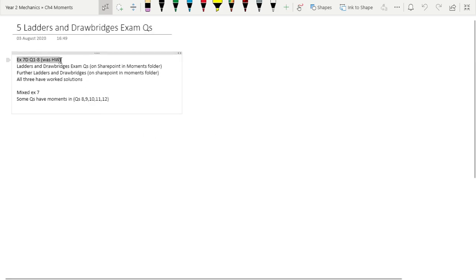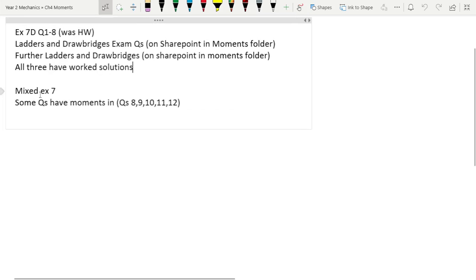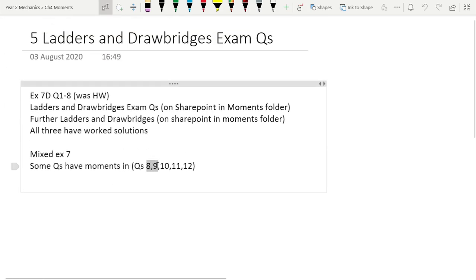So next lesson we can finish off 7D, questions 1 to 8. There's going to be some packs of exam questions with worked solutions that I've got. And you could also have a look at mixed exercise 7, and these questions here, 8, 9, 10, 11, 12, those have got moments in.